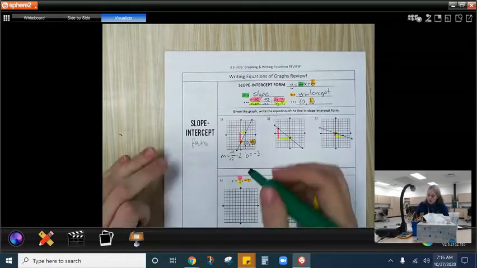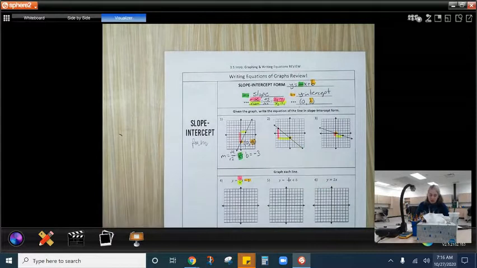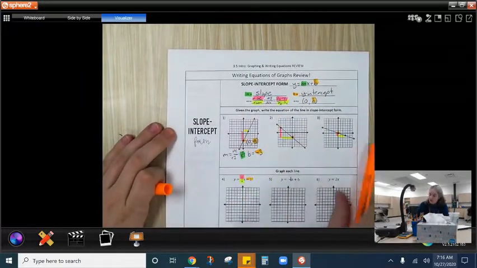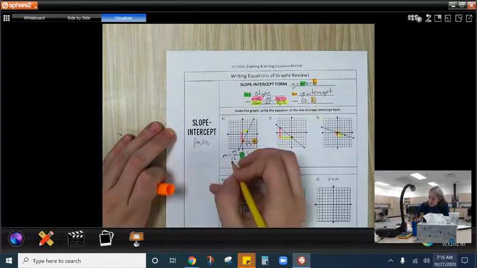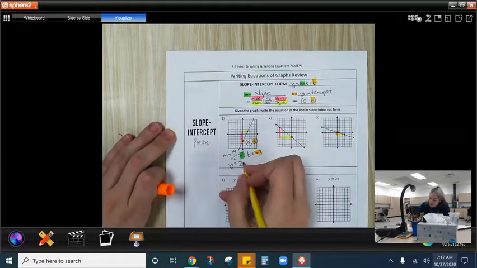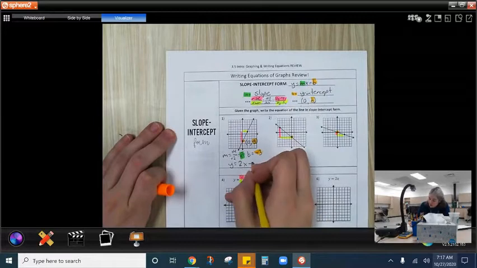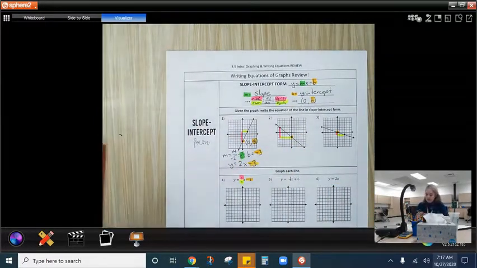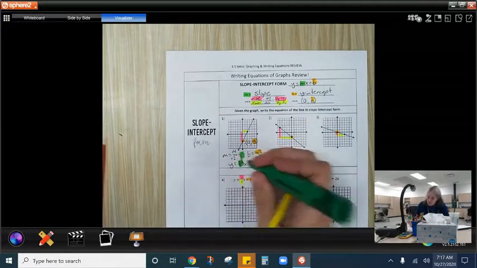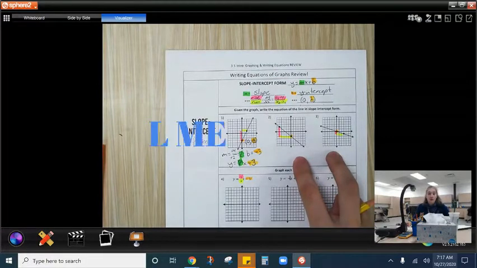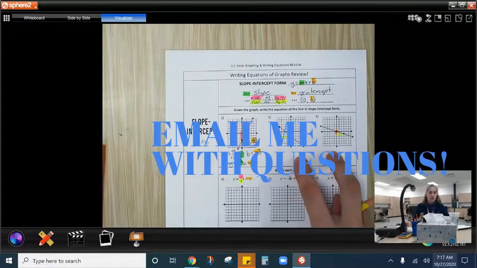So if I want to write this equation, all I need to do is plug in my slope and my y-intercept for my m and my b. So this would become y equals m, which is 2, then we have x. And then our b is negative 3. So that's the equation of the line. I'm going to give you guys an opportunity to practice on 2 and 3. The answer key is posted. You are welcome to check your work there.